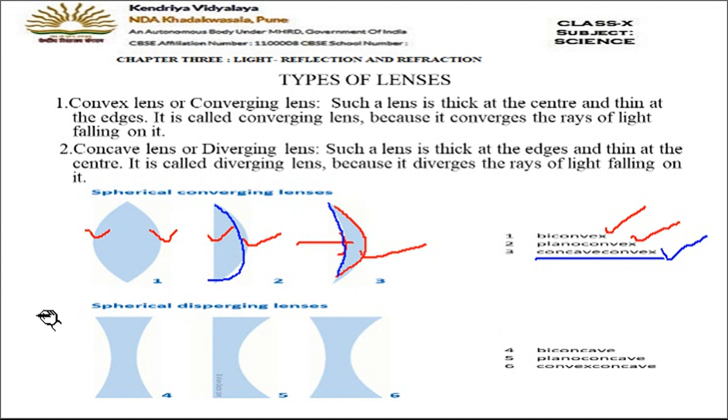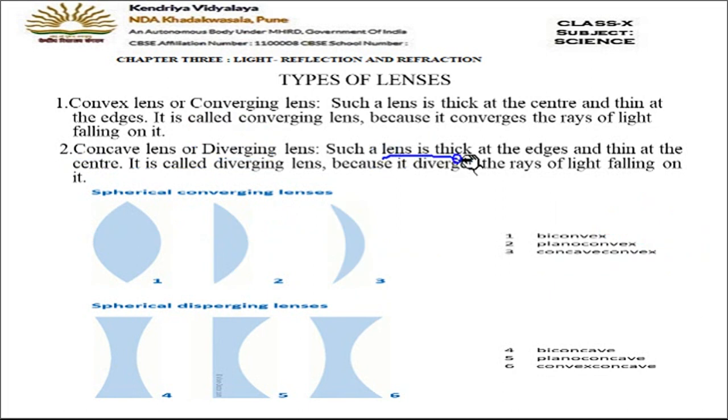Now, let us see the concave lens. Concave lens is also called the diverging lens because it diverges, it spreads the rays of light. Now, how to define it? We can define it as the lens which is thick at the edges and thin at the center. You can see the center is thin. If you see the edges, this is thick. You can compare these two. So the lens which is thin at the center and thick at the edges is called the concave lens.